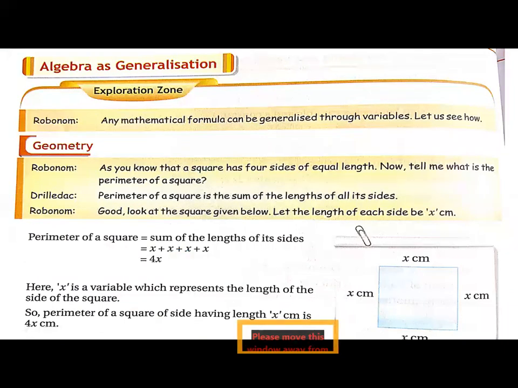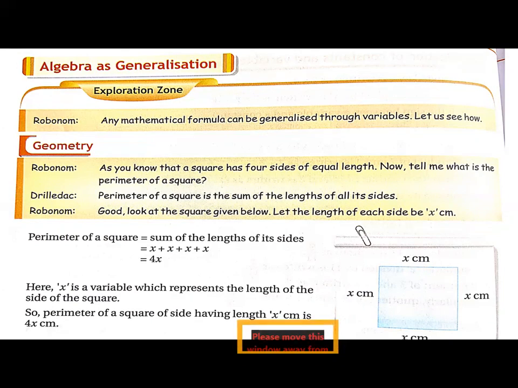So look at the picture. It is a picture of a square. Do you know what the perimeter of a square is? Yes, the perimeter of a square is the sum of the lengths of its sides. Let us assume the length of a side is x centimeter. A square has four sides, so each side has x centimeter.